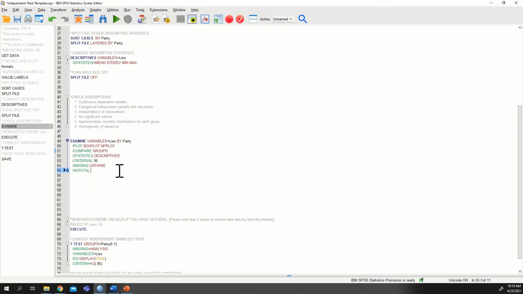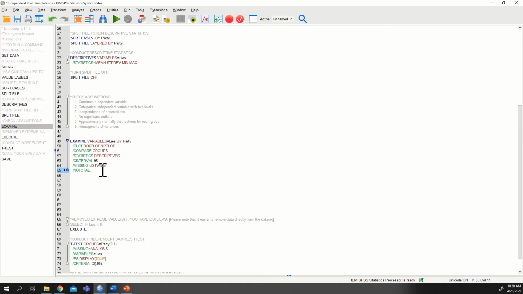Okay, so let's go to the syntax. The syntax that I have here is to examine variables. My dependent variable, lies, is going to be analyzed by the independent variable, party. I'm going to ask for some box plots, which are used for your outliers. I'm going to compare between the groups. I'm going to do some descriptive statistics, some confidence intervals. If there are any missing values, we'll do a listwise deletion. And that should be it.